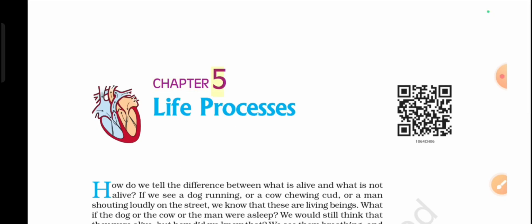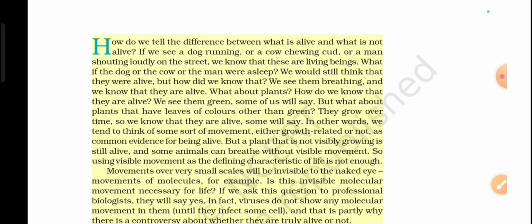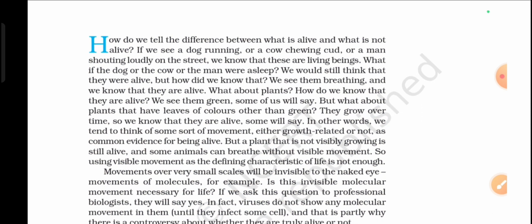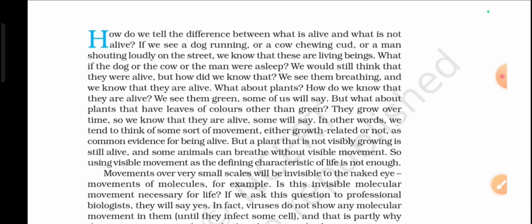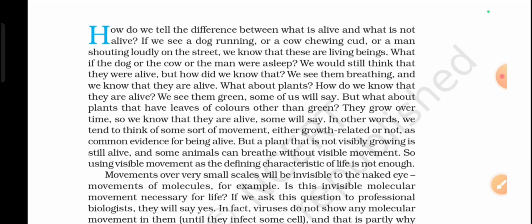Chapter 5. Life Processes. How do we tell the difference between what is alive and what is not alive? If we see a dog running, or a cow chewing cud, or a man shouting loudly on the street, we know that these are living beings. What if the dog or the cow or the man were asleep? We would still think that they were alive, but how did we know that?